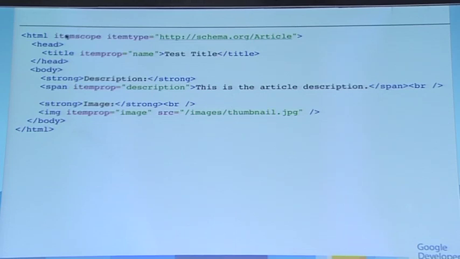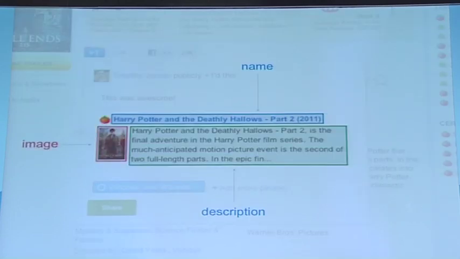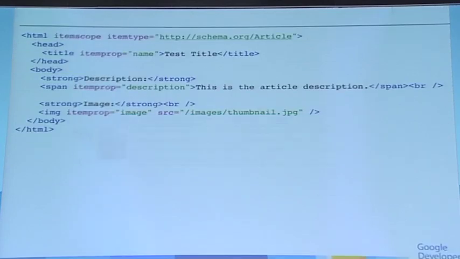You have the item scope, it's to say, do you want the whole page to be considered to be the article, or do you want a specific section of it to be an article? So you say the entire thing, the whole page is an article. You say there is an item, which is this one, the test title. The property is name. So if you go back, I showed you that property, name. That's what we're specifying here. And we have description and we have image. So again, you see it's just a set of key value pairs.